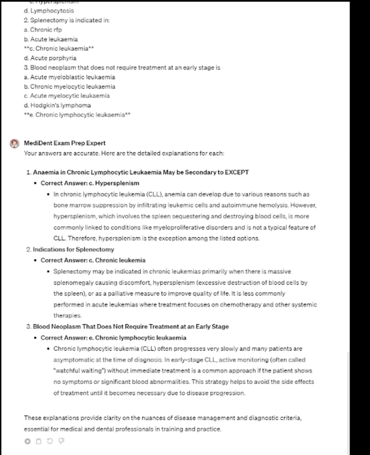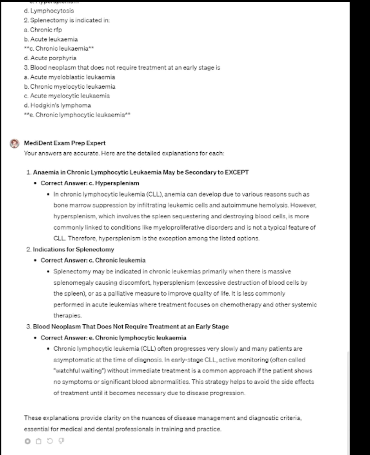Your answers are accurate. Here are the detailed explanations for each. 1. Anemia in chronic lymphocytic leukemia may be secondary to except. Correct answer: C. Hypersplenism. In chronic lymphocytic leukemia, CLL, anemia can develop due to various reasons, such as bone marrow suppression by infiltrating leukemic cells and autoimmune hemolysis.